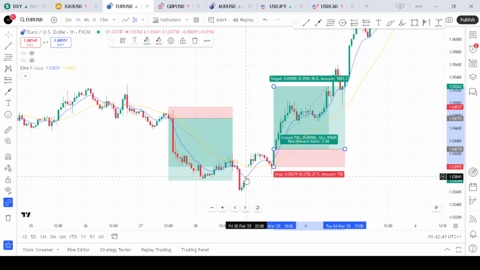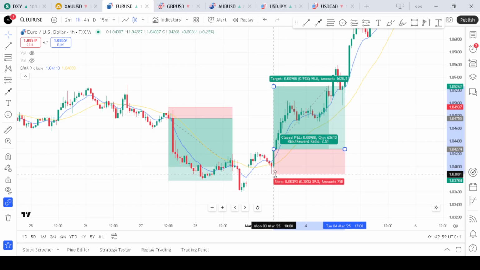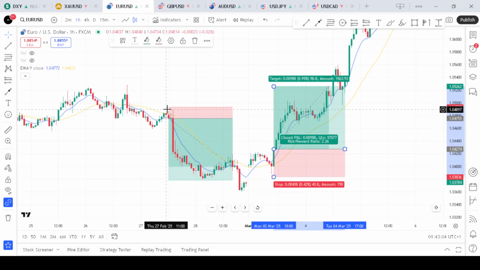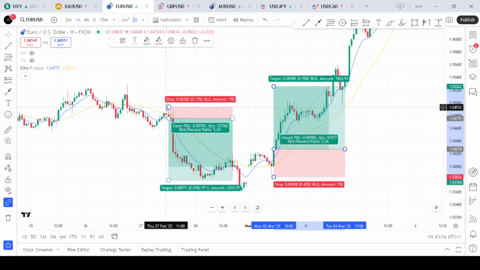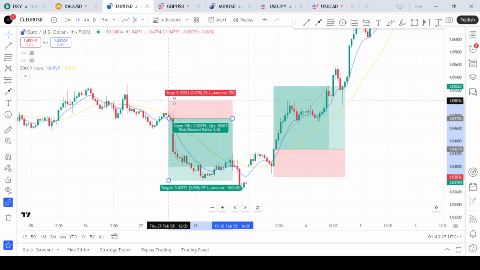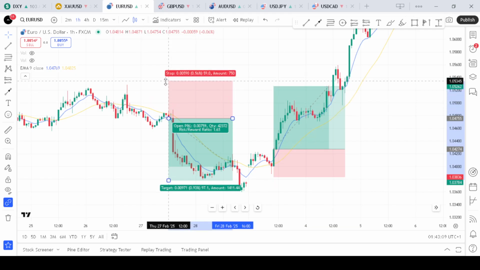So once you have placed the trade, after a bullish crossover, you place your stop loss just below the swing low. Then in a sell trade, you place your stop loss just above the swing high.